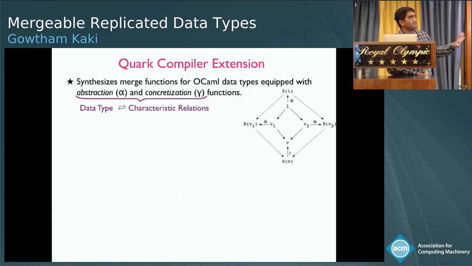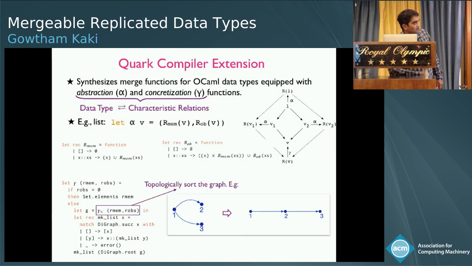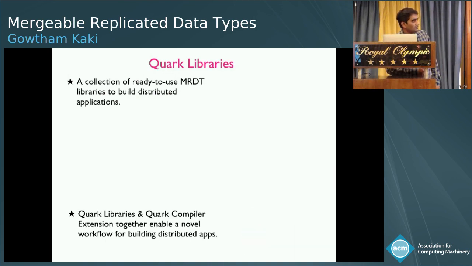So essentially, the takeaway is that given a data type's characteristic relations, which are abstraction and concretization relations, we can essentially compute the merge function. Here the abstraction and concretization functions simply take the data type from the concrete domain to the abstract domain and back. That's it. So you can essentially compute the merges of the relations, and that's essentially what MRDTs are.